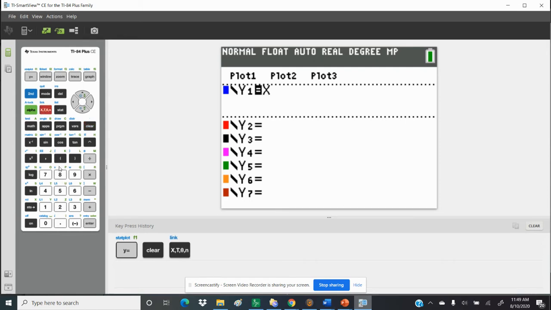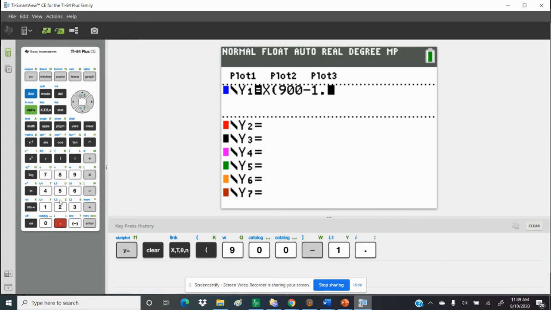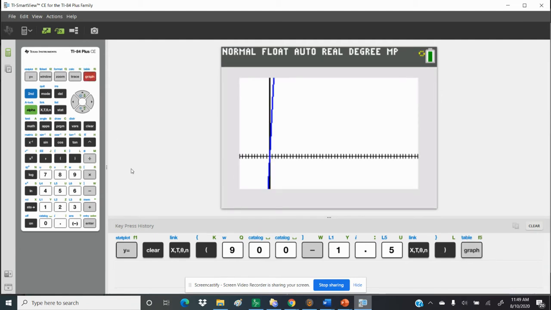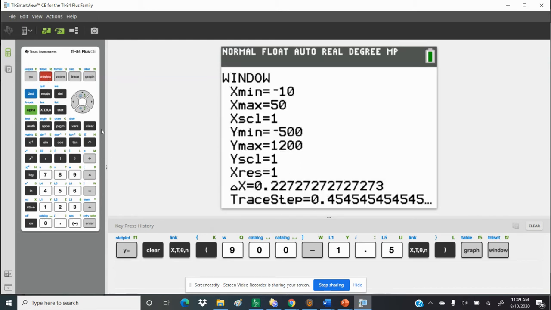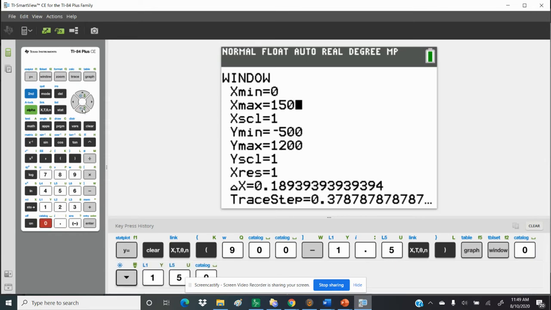Y equals x times 900 minus, and I'm just going to use 1.5, it's just as easy, x. And now I'm going to graph that. Let's just take a look what that graph looks like. All right, well, it's certainly not a very nice window. So let's go ahead and get some more x's and y's. So I'm actually going to start at 0, 0 since it's a word problem, and I want more x's. So let's go to 150 just so we can see what's going on.